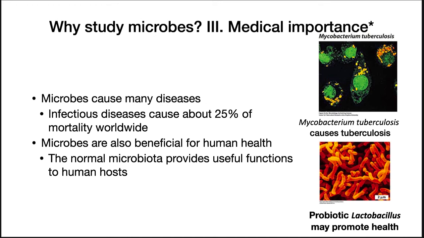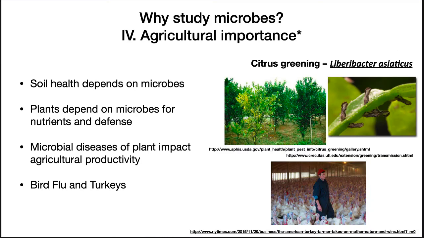Infectious disease in a normal year accounts for about 25% of mortality worldwide. Unfortunately, because of the recent COVID-19 pandemic, that number is probably going to be much higher. What you might not know is that microbes are also beneficial to human health. The microbes that grow on us are called our normal microbiota, and they provide useful functions for the human hosts.